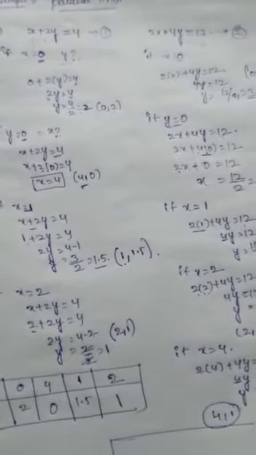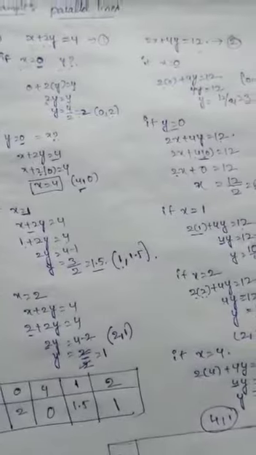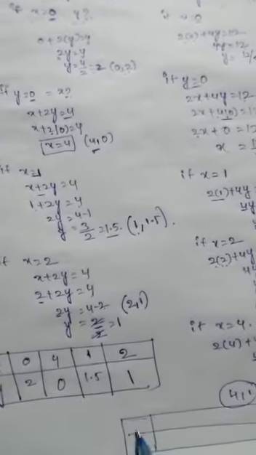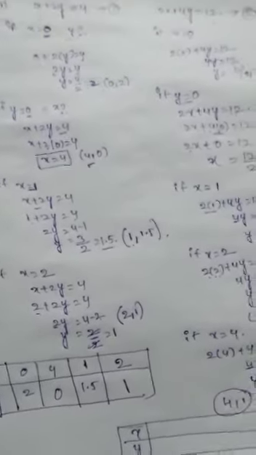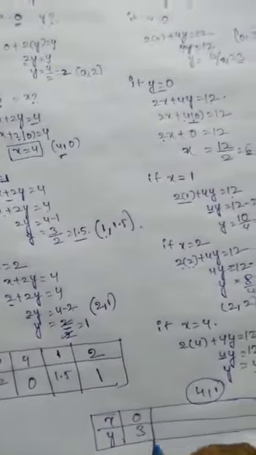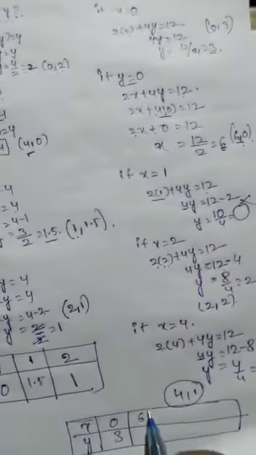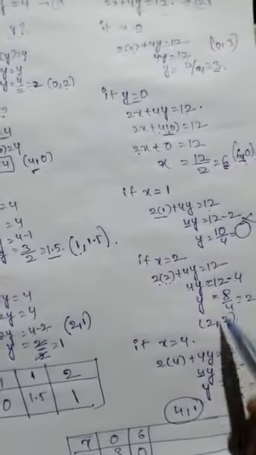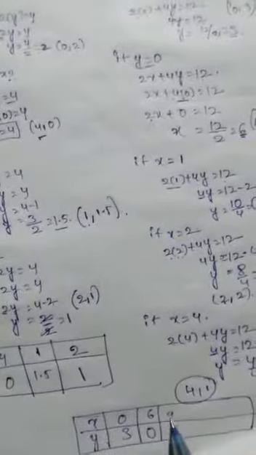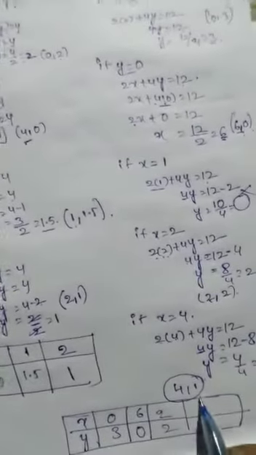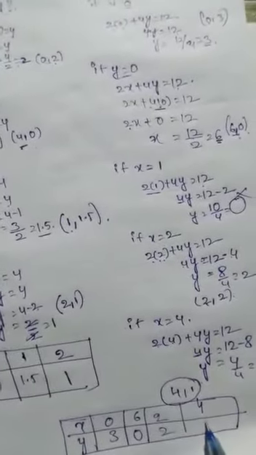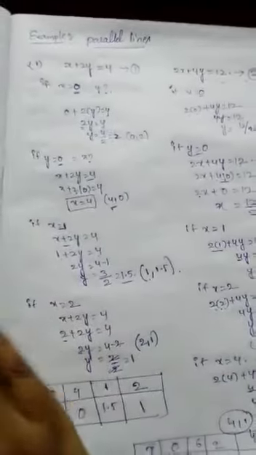Let me write our x and y values in the table. This is x and y. First point (0, 3). Next point (6, 0). Next point (2, 2). And next point (4, 1). Okay, let's plot the graph.